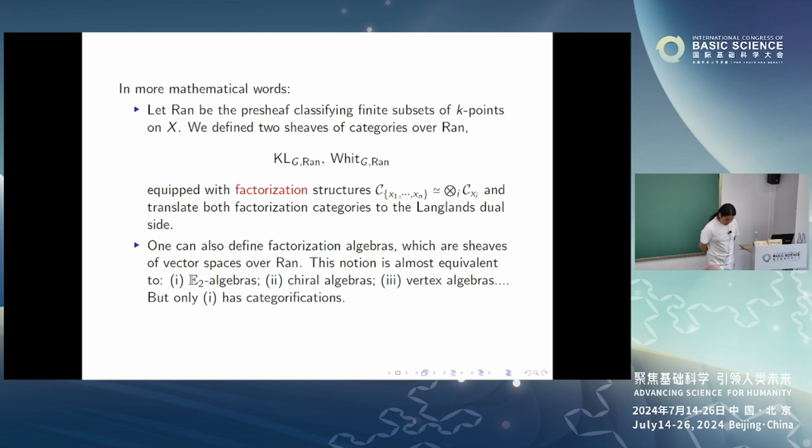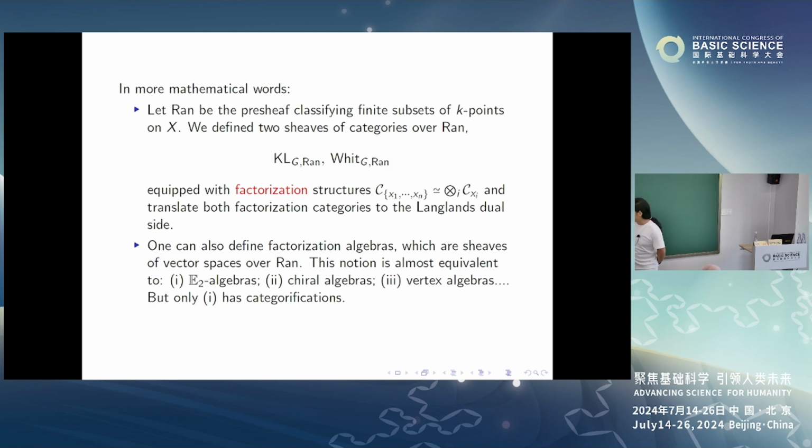And the local categories I mentioned before, the Kazhdan-Lusztig category and the Whittaker category, are actually sheaves of categories over Run space, equipped with some additional structure, which are called factorization structures. Roughly speaking, it means the following. If you consider a finite subset of points of X denoted by x1 to xn, so this is a point of Run, you can consider the stalk of your sheaf of categories at this point, and you will get a category. This category should have a decomposition. It should be the tensor product of some other categories that only depend on each single point.